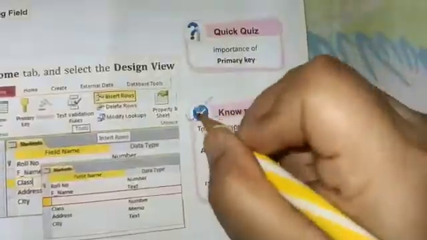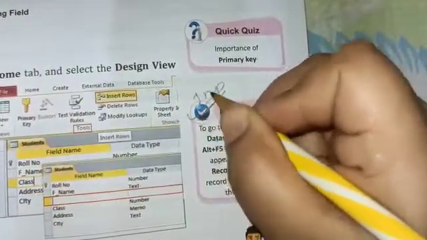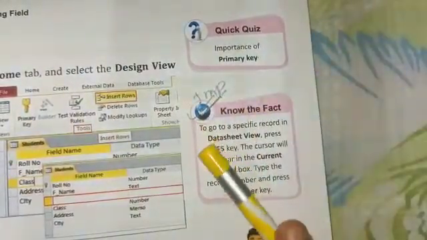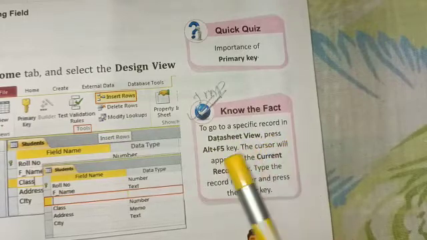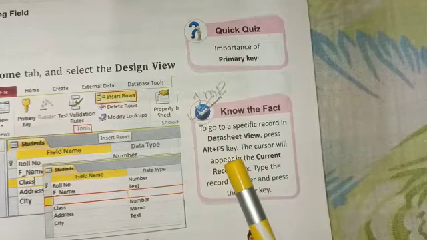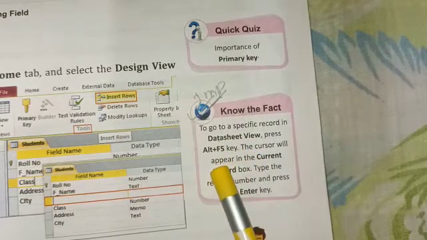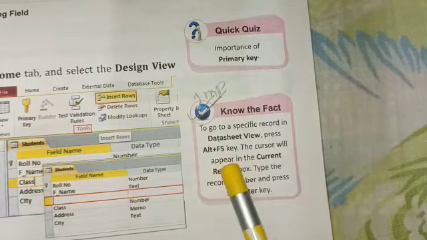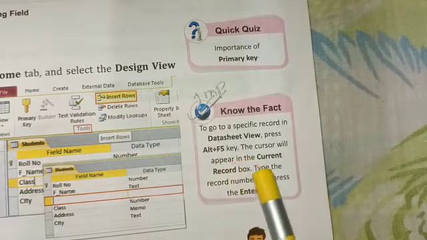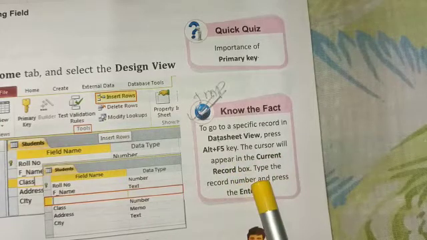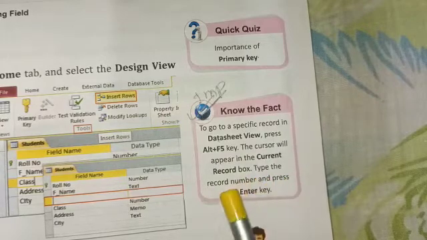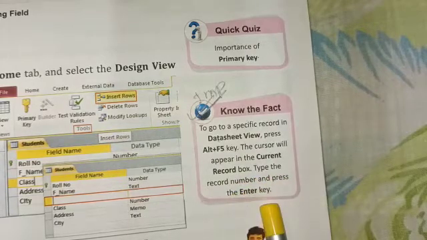Here is a knowledge bit given. This is important. To go to a specific record in datasheet view, press the Alt key and F5 key together. The cursor will appear in the current record box. Type the record number and press the enter key.